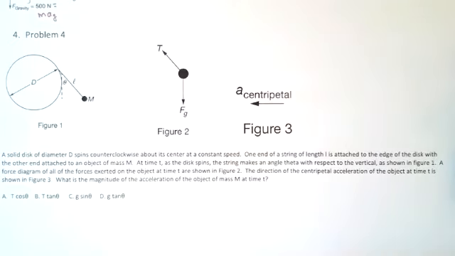So we have a solid disk of diameter d, spins counterclockwise about its center at a constant speed. One end of a string of length L is attached to the edge of the disk with the other end attached to an object of mass m. As the disk spins, the string makes an angle theta with respect to the vertical, as shown in figure 1. A force diagram of all the forces exerted on the object at time t is shown in figure 2.